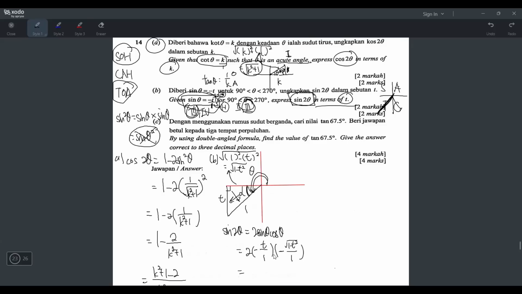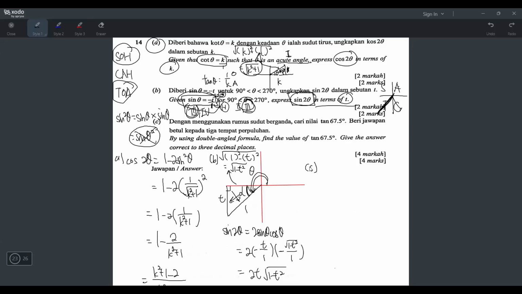Okay, now you just have to multiply everything. You will get 2t square root of 1 minus t square, because when you multiply negative times negative, you get positive. And then the over 1, you can just ignore. So this is your final answer. Okay, I'm done with B. Now we can do C.